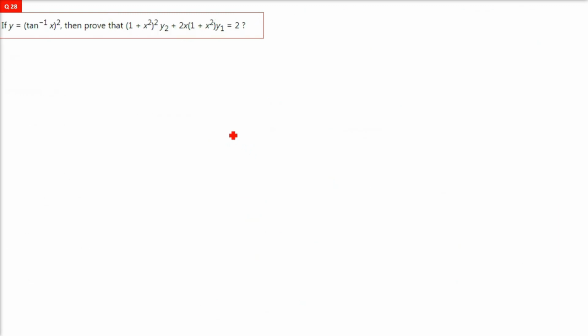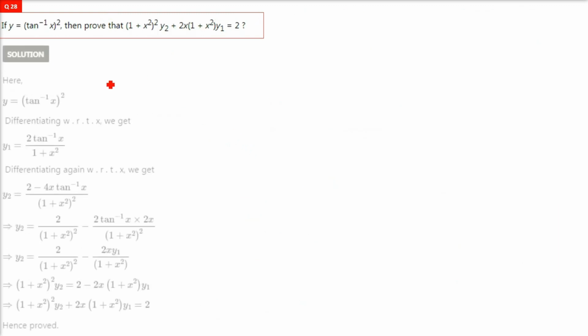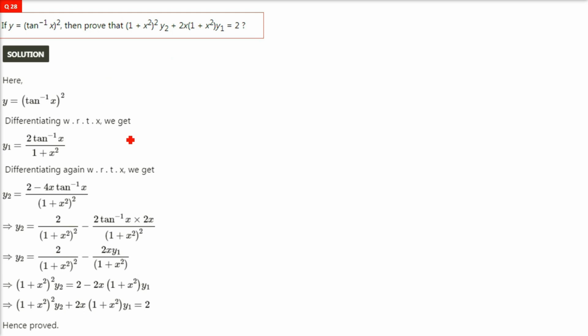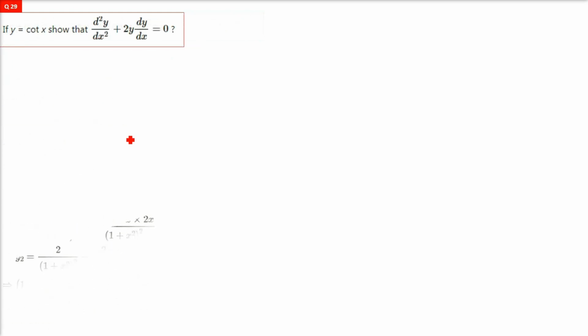Y equals tan inverse x whole square. This question we have already done. So I am just going ahead. I have presented the solution if you want to do it again.